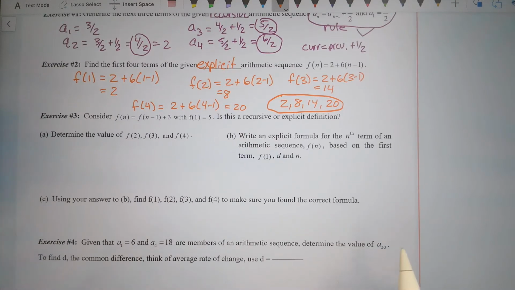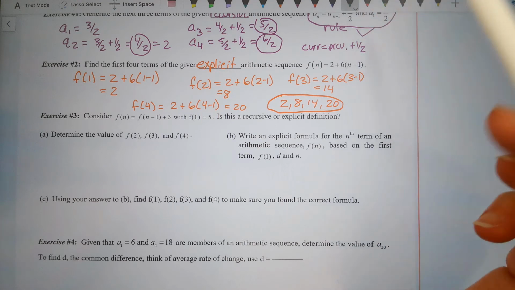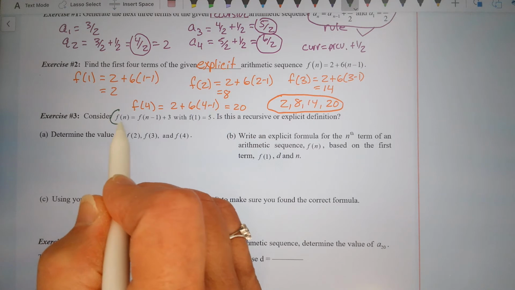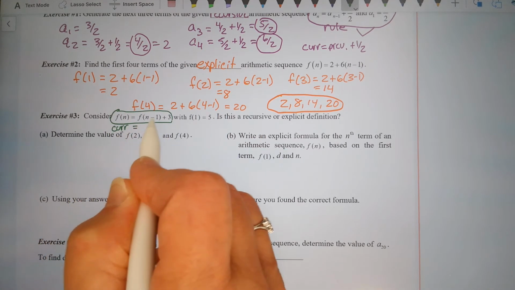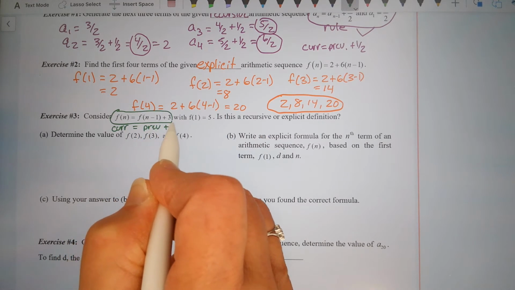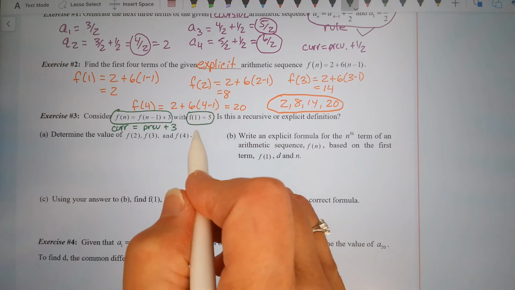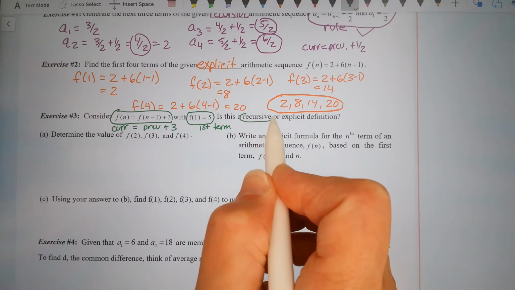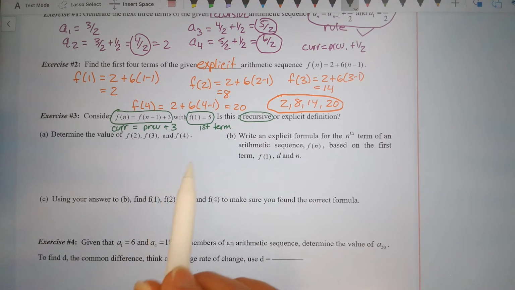Next, consider f of n equals f of n minus 1 plus 3 with f of 1 equal to 5. Okay, so this is a recursive sequence, right? We have this rule where the current is equal to the previous plus 3, and we have the first term's value. So this is recursive. Determine the value of f of 2, 3, and 4.